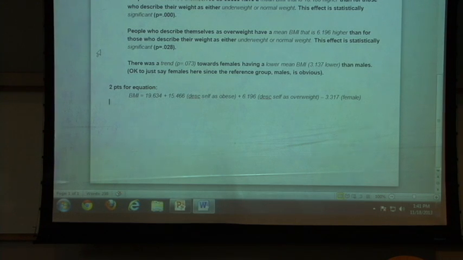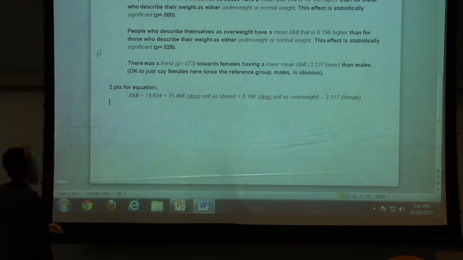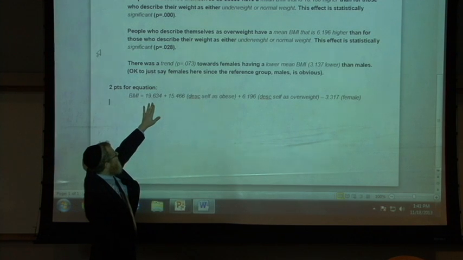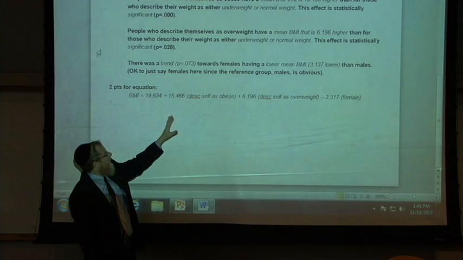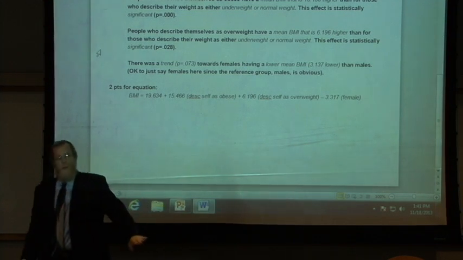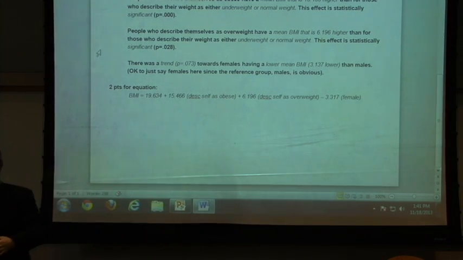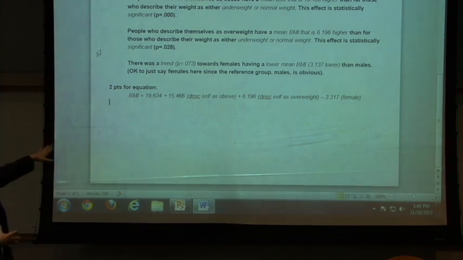There was a hand somewhere. Yeah. So for a normal weight male, would it be Exactly. So meaning the constant here, right? The constant is always the outcome when everything else is 0. And in this case, a male who views themselves as being normal weight, doesn't mean they are, right? Those males had a mean BMI of 19.634.